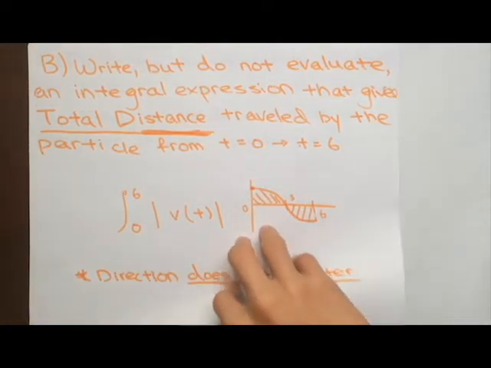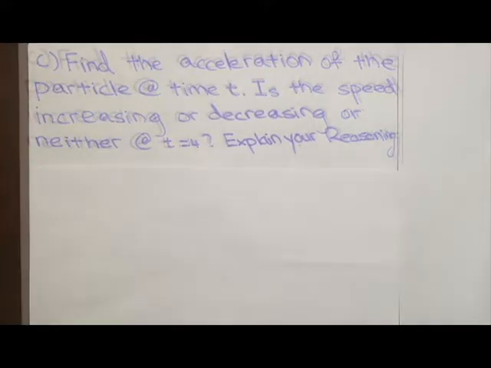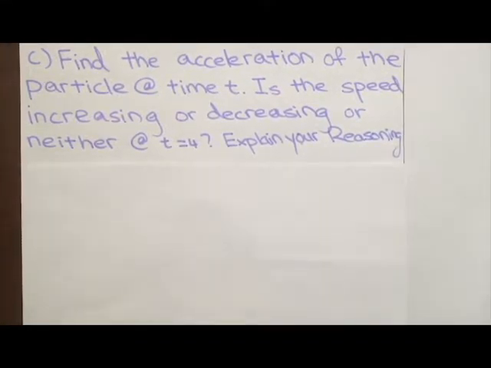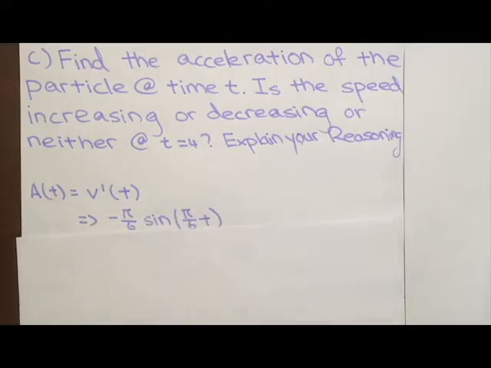So now, moving on, we have part C. Part C states: find the acceleration of the particle at time t. Is the speed increasing or decreasing or neither at t equals 4? Explain your reasoning. To start off this problem, let's first find the acceleration of the particle at time t. To find the acceleration, we will need to take the derivative of the velocity, which is cosine of pi over 6t. With the derivative of that, we get negative pi over 6 times sine of pi over 6t by the chain rule.